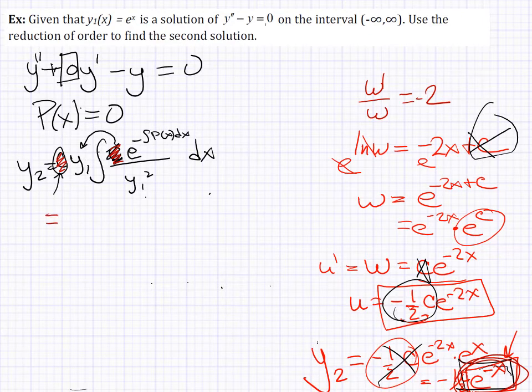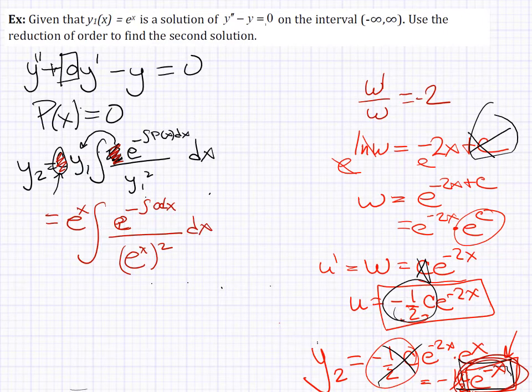So y1 was e to the x. The integral of e to the negative integral of p of x, which was 0 dx, over y1 squared, which was e to the x squared dx, would be how we would have to come up with our second solution. Again, e to the x being the first solution, p of x being 0. So what do we get here?